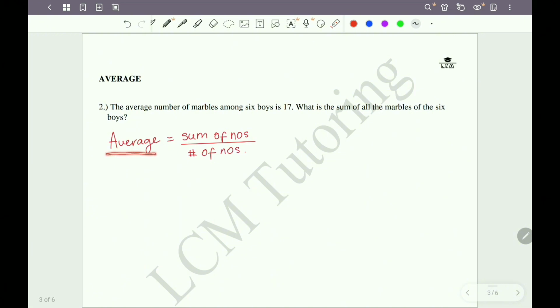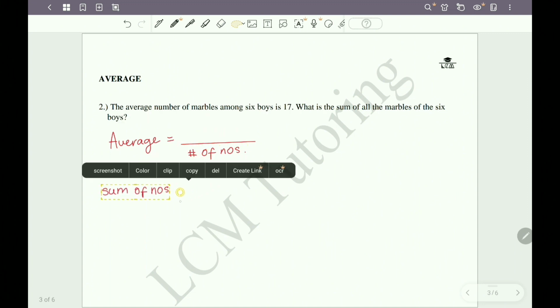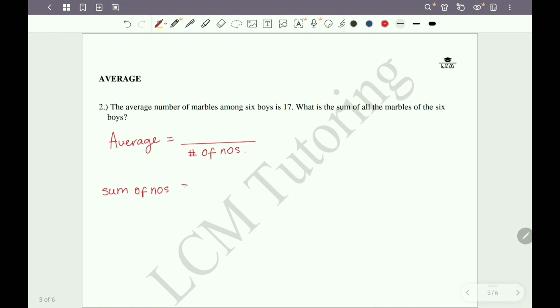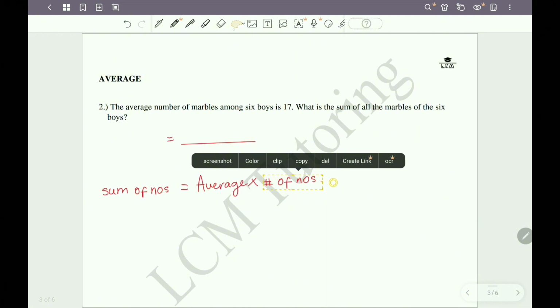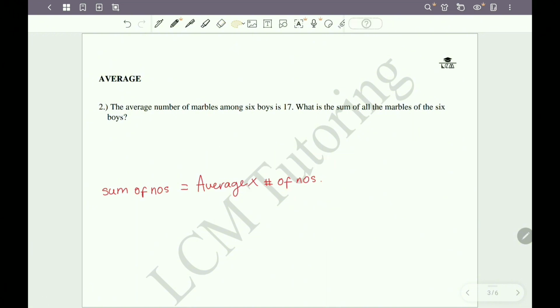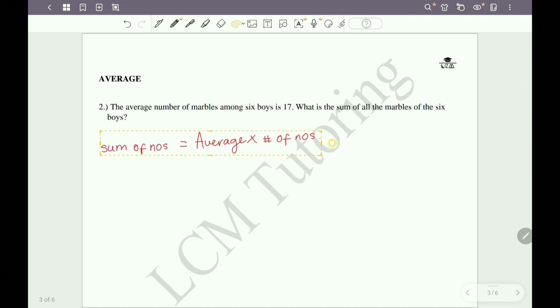But what if there was another way to find the sum of numbers? What if I told you you just need the average and you just need the number of numbers in your set? Okay? And you can clearly see how we can find that from this formula for average. Because if the average is the sum of numbers divided by the number of numbers, then that means, let's just do a little rearranging here. So let's take the sum. The sum of numbers is going to be equal to the average multiplied by the number of numbers.